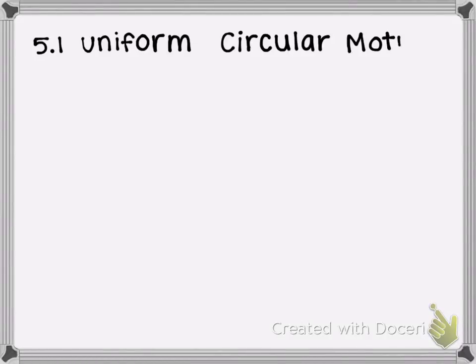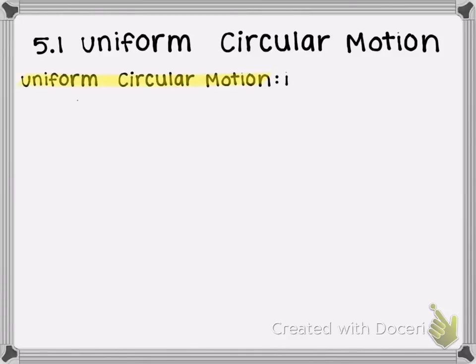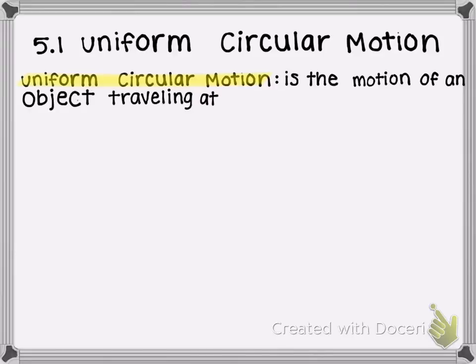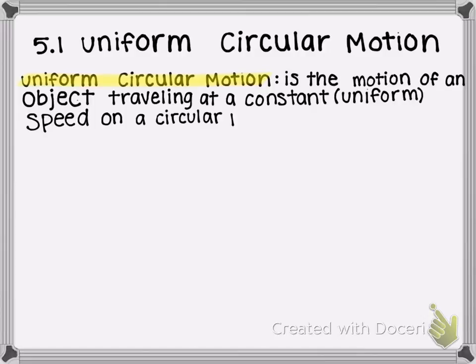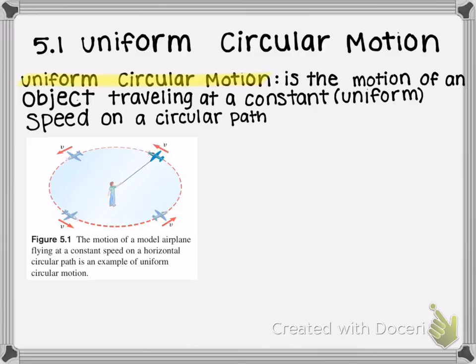Chapter 5, Section 1, Uniform Circular Motion. Uniform circular motion is the motion of an object traveling at a constant, uniform speed on a circular path. Here's an example of uniform circular motion.